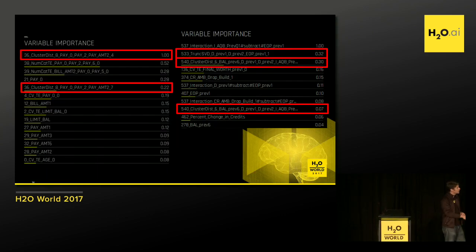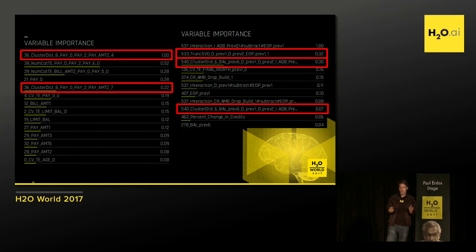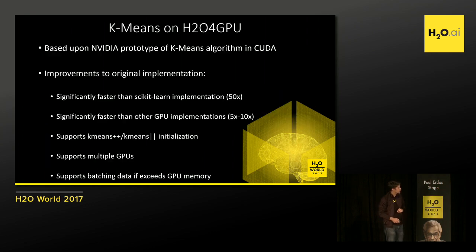All right. So truncated SVD is another feature, and it's basically dimensionality reduction. And we'll talk about that soon. And that ends up being one of the almost top features over here. Okay, so let's get into it.